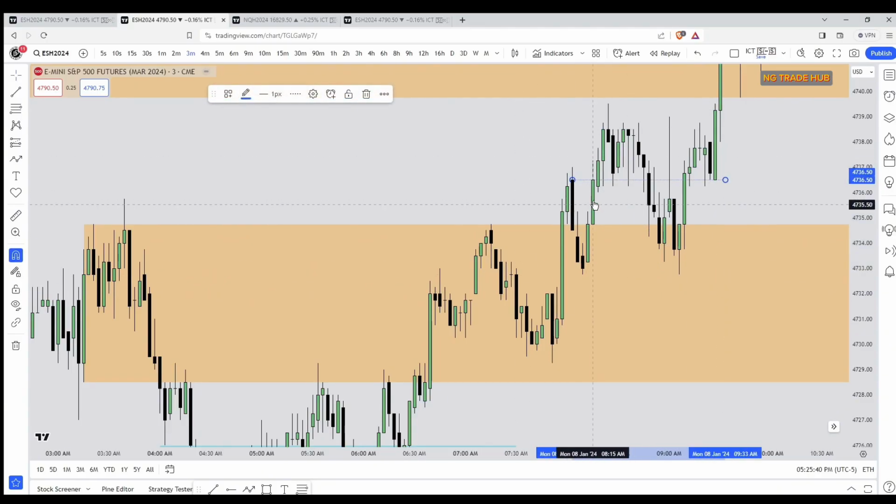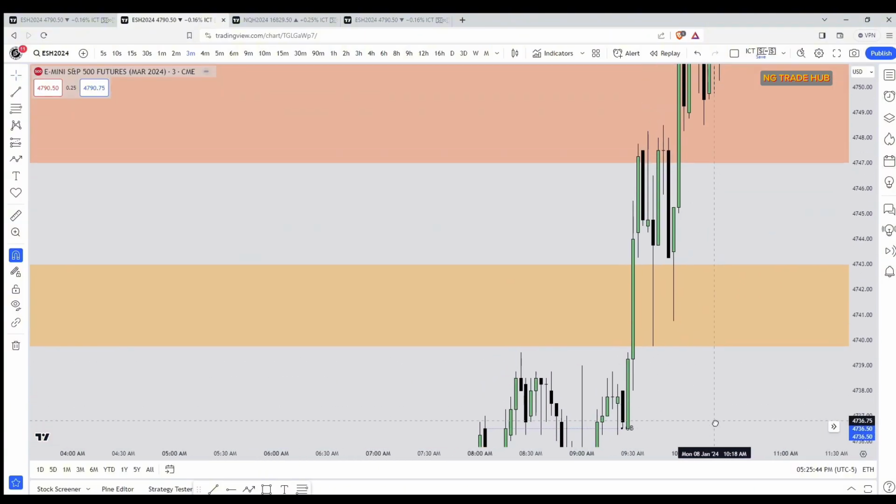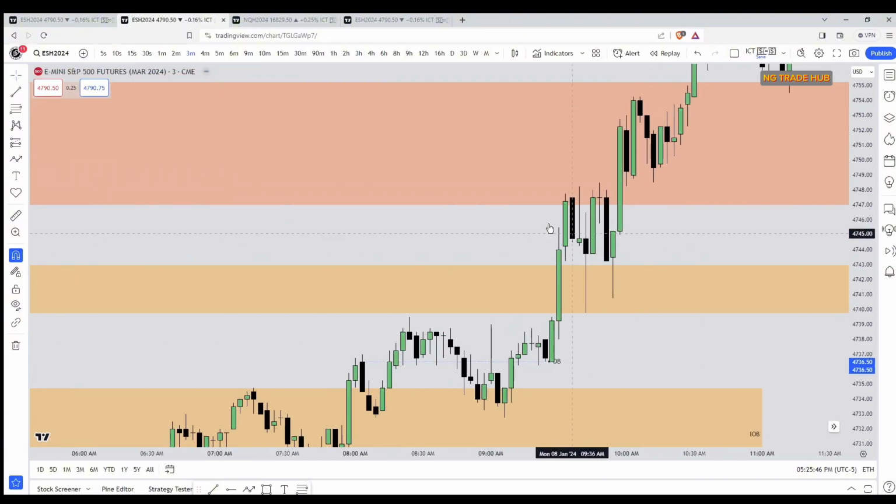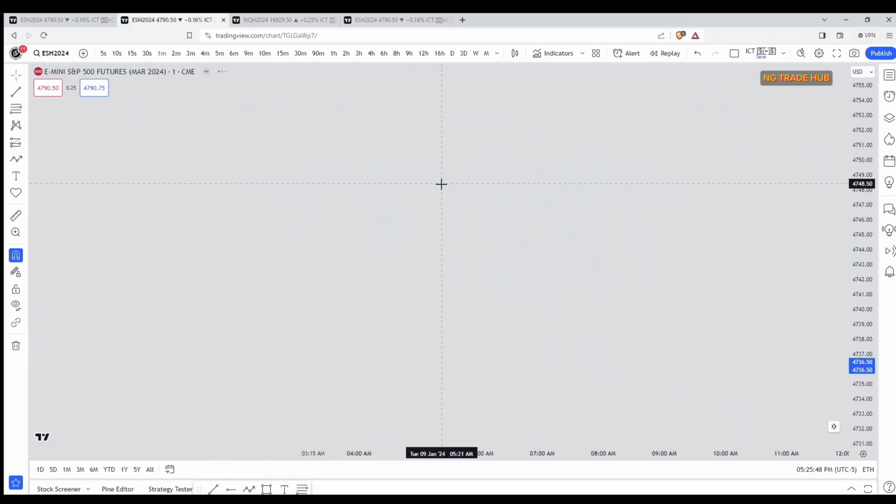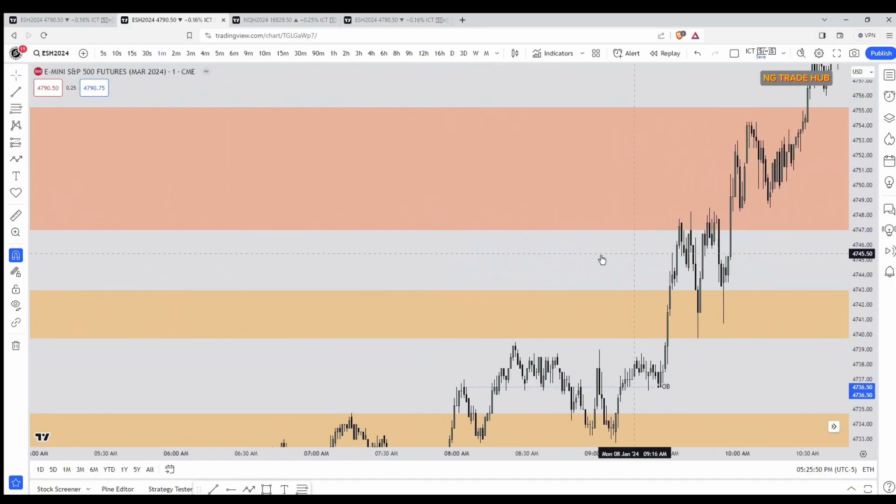Price breaks higher, creates a fair value gap, a bullish change in the state of delivery, then starts to expand higher. Up here, we have another inversion. Let's go down to a 1-minute time frame because there's no setup on the 3-minute.